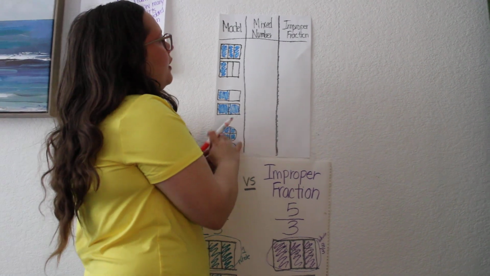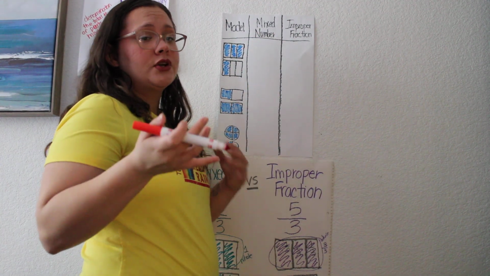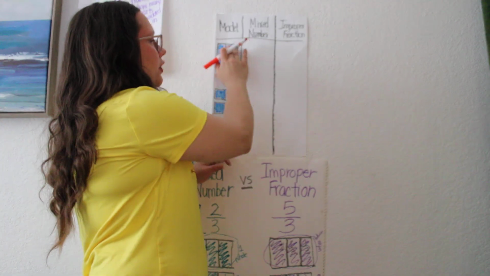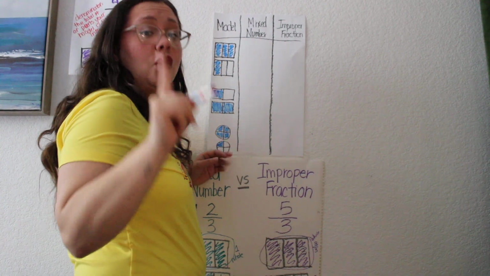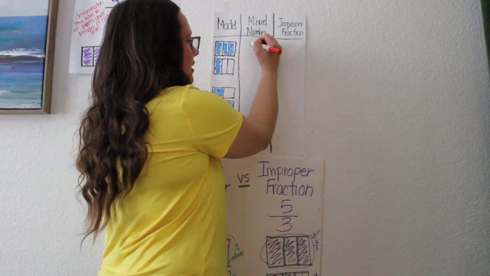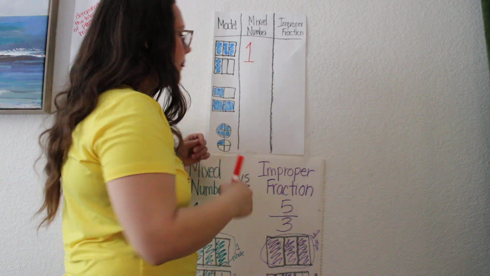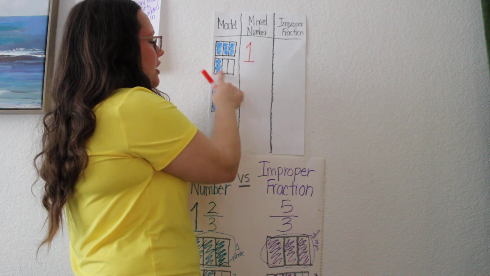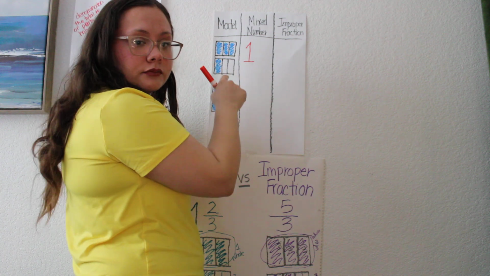Alright, so for mixed numbers, we know that that's a mix of both whole numbers and fractions. So I'm going to start with how many wholes I have. Looking right here, I know I have at least one whole model shaded in. So my mixed number is going to have a big old 1 to represent one whole. Down here, I see I have one part out of 3 shaded in.